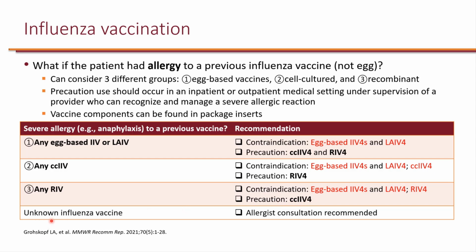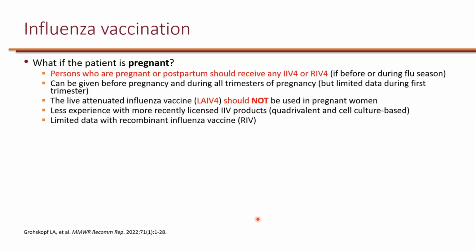And of course, if it is unknown which influenza vaccine they had a reaction to, then an allergist can be consulted to figure out if it's okay for the patient to receive a vaccine. Now, what are vaccine considerations during pregnancy? So persons who are pregnant or postpartum should receive any inactivated influenza vaccine or recombinant influenza vaccine, as long as this is before or during the flu season, and it can be given before pregnancy and during all trimesters of pregnancy, but in general, there is limited data during the first trimester.